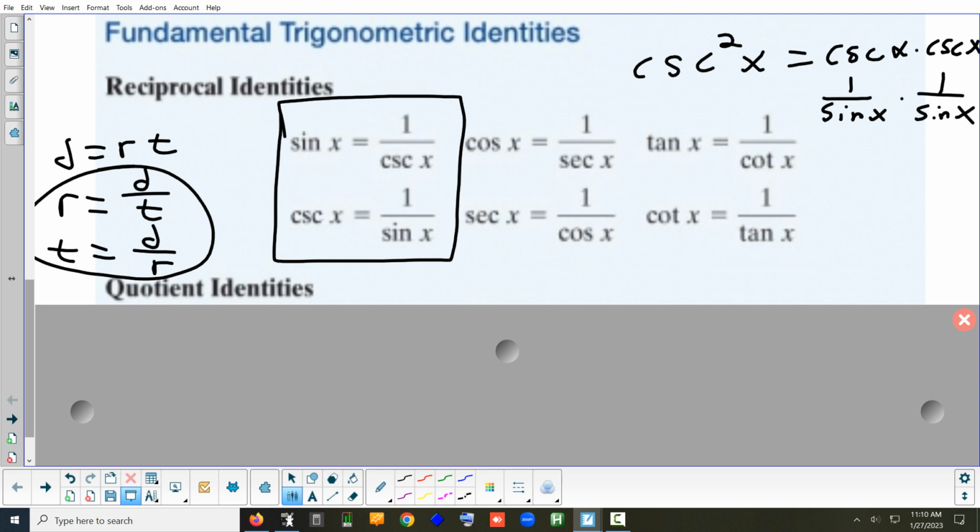And what's 1 over sine x times 1 over sine x? 1 over sine x squared. So cosecant squared is 1 over sine squared. Cosecant cubed would be 1 over sine cubed. These formulas apply to higher powers. Any question on that?